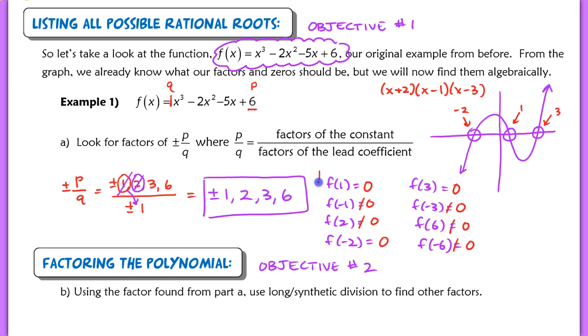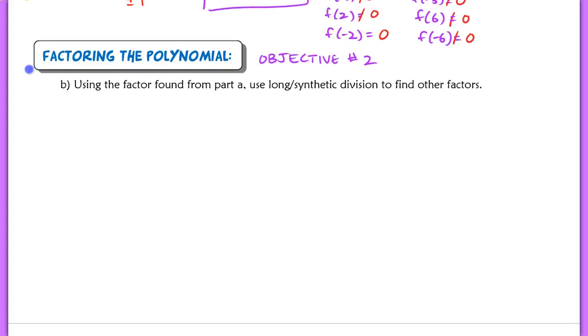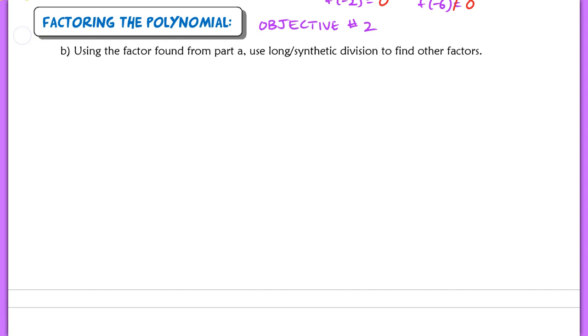f of negative 1 or any of the other possible rational roots inside your polynomial and then find a 0. So here we're going to cheat, like I said, and we're going to just steal this idea that f of 1 is a 0. Okay, so here is the second objective. Once you find your 0, remember f of 1 is equal to 0. So that means that x minus 1 is a factor.